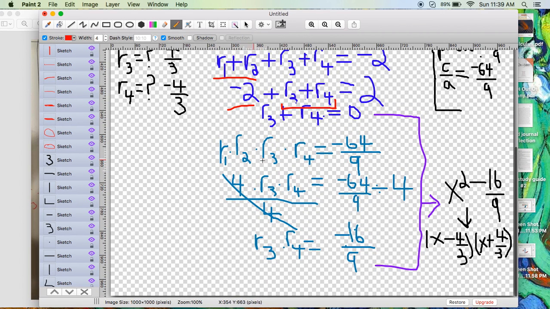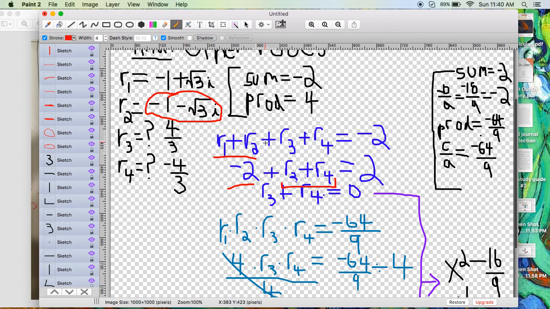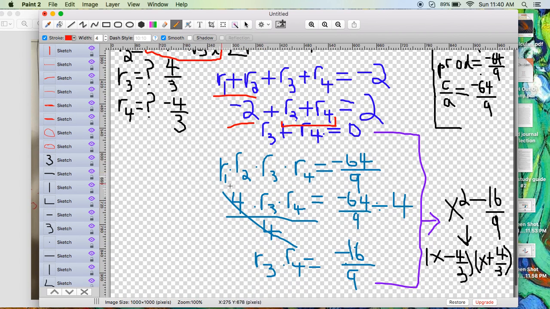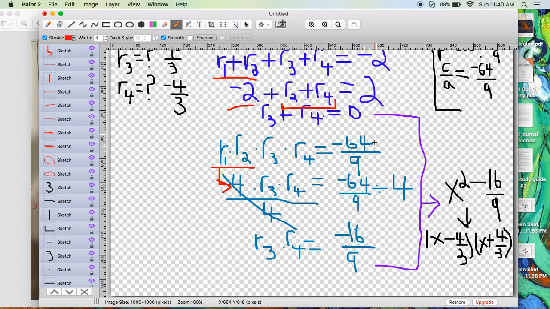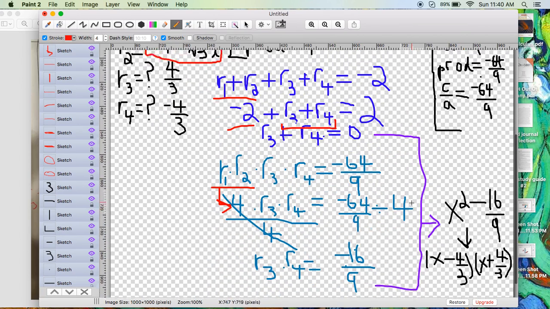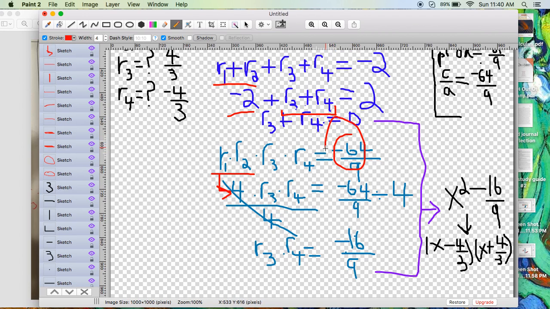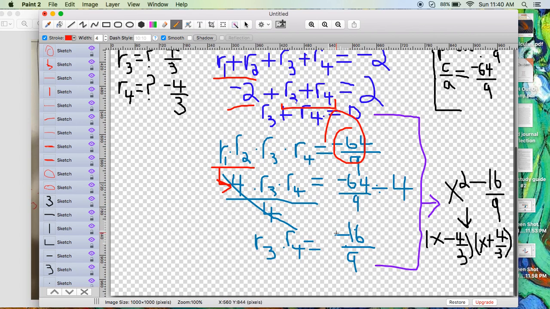Now, doing the same with the product, you know that the product of R1 and R2 is 4, so you plug that in here. R1 times R2 is equal to 4. The product of all 4 of your roots is negative 64 over 9, and you plug that into the equation and divide by 4 to find the product of R3 and R4, which is negative 64 over 36, which is negative 16 over 9.